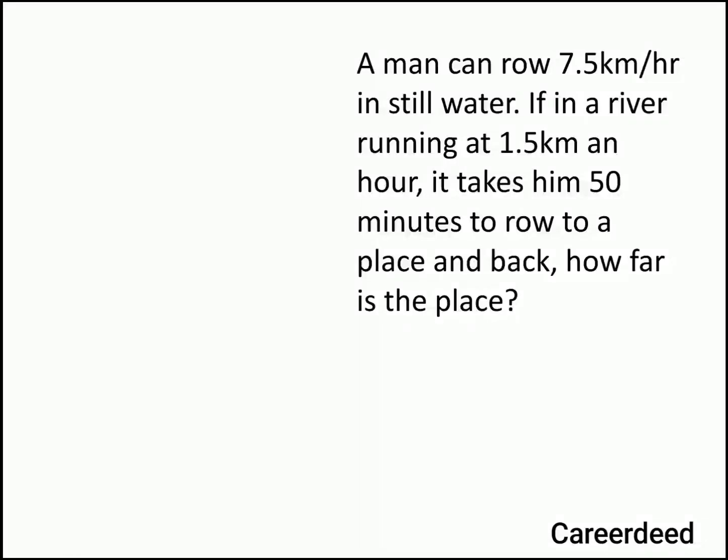A man can row 7.5 km per hour in still water. If in a river running at 1.5 km an hour, it takes him 50 minutes to row to a place and back, how far is the place? A man can row 7.5 km in still water. It means the speed of the boat is 7.5 km per hour. And the stream speed is 1.5 km per hour.